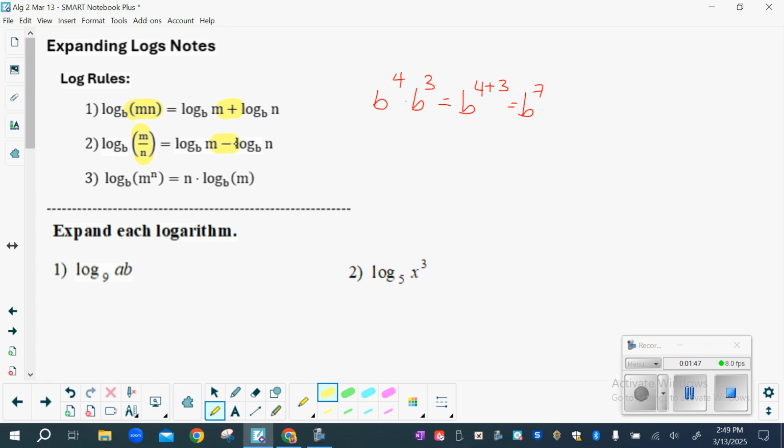And that comes from, say we had b to the 5th over b squared. What would we do with the exponents when we divide? We subtract, that's right. So this becomes b to the 5 minus 2, or b to the 3rd. And that's where this one comes from. So the division becomes subtraction.